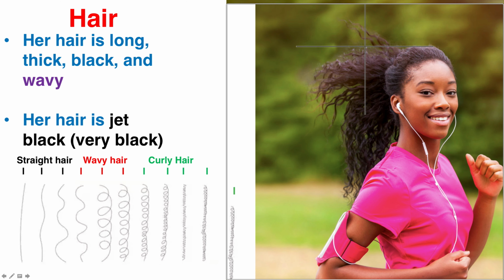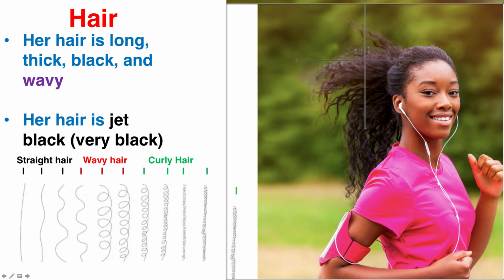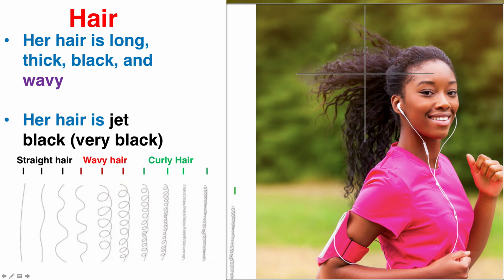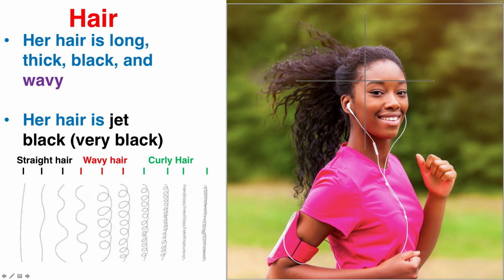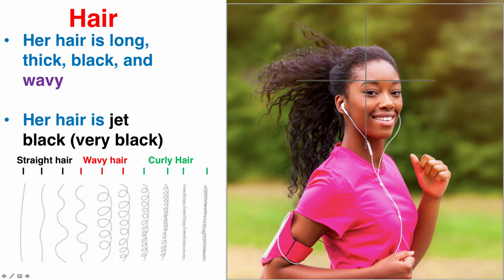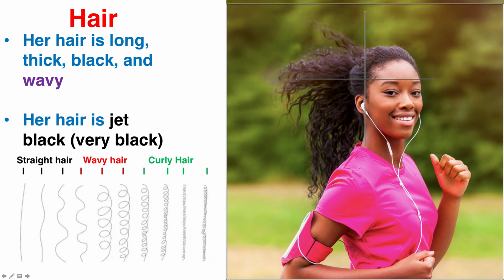All right, so looking over here, you can see thick and wavy. Another way to describe her hair is jet black, which just means a very black type of hair. Like, for example, jet black eyebrows right here. So she has jet black, thick, wavy hair.